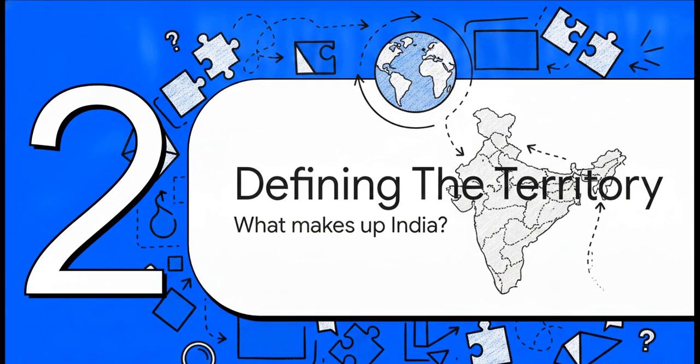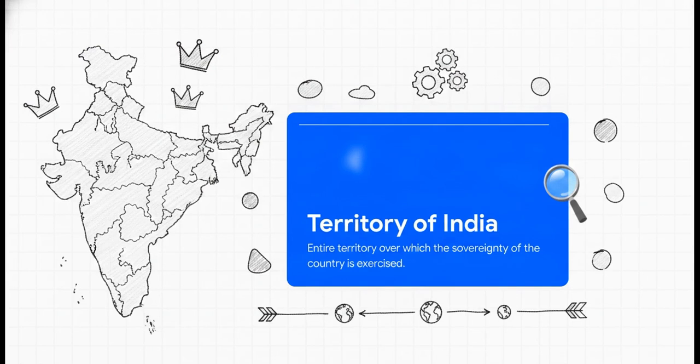So if the states are destructible and their borders can shift around, how do we actually legally define the physical footprint of the country? Let's look at Section 2, defining the territory. What exactly makes up India? Okay, here is a crucial distinction that trips up a lot of people in exams. The Union of India is not the same thing as the territory of India.